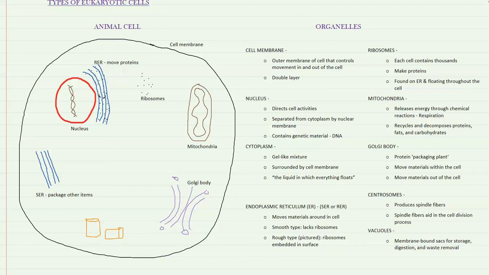Okay. Centrosome's job is to produce what's called spindle fibers. Spindle fibers are like big, long protein ropes, and these things are going to really, really help in cell division. So when we talk about mitosis in a few weeks' time, we're going to talk about spindle fibers pulling DNA around. Okay, so that's what centrosomes do.